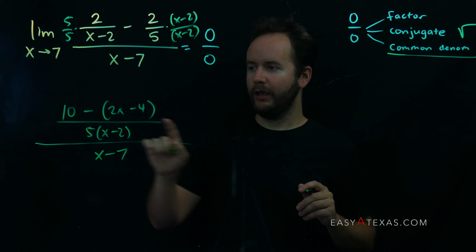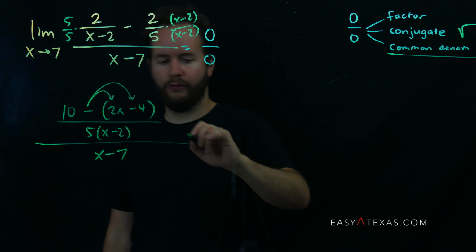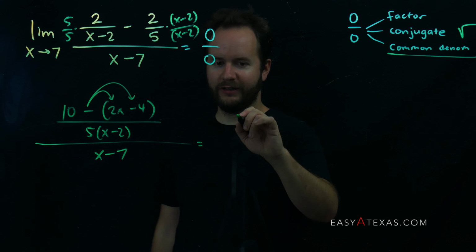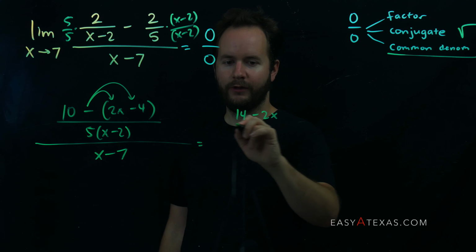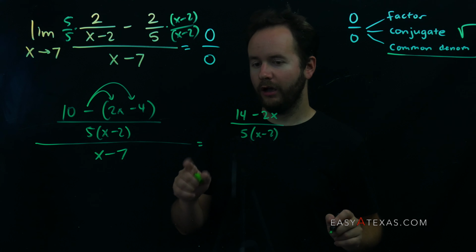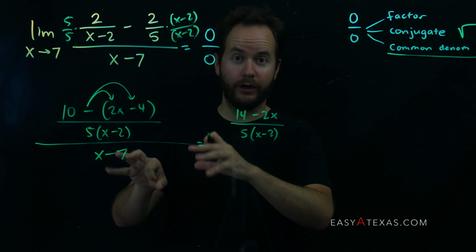So we've got a lot of simplifying to do here. Let's start with the following. I'm going to distribute the negative to the 2x and to the negative 4, giving me 10 minus 2x plus 4, so it's going to give me 14 minus 2x over 5 times x minus 2. I also want to simplify this complex fraction. I don't like seeing fraction bars inside fraction bars.